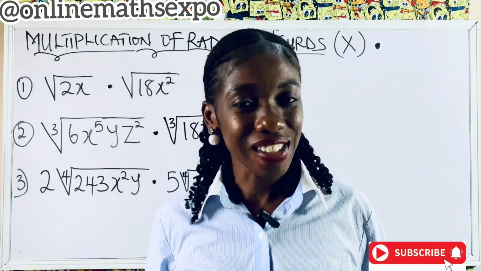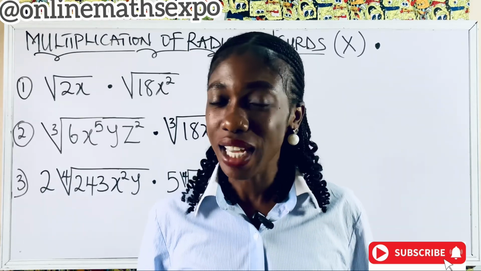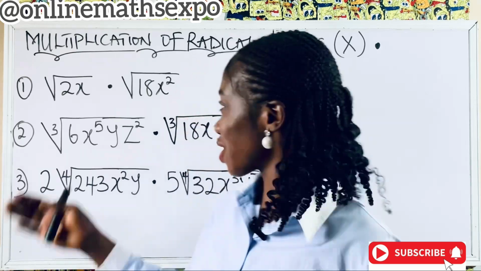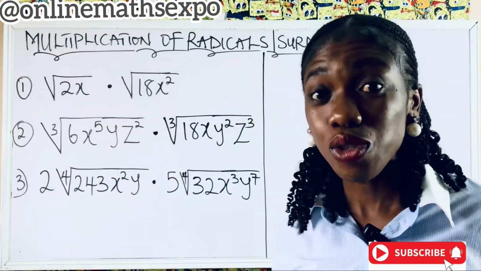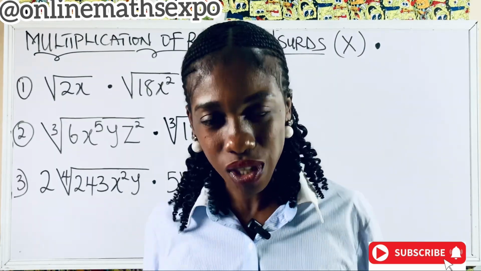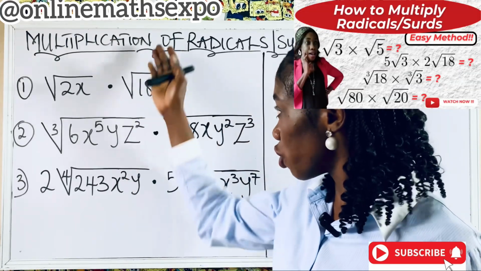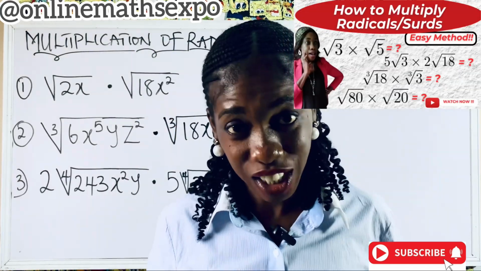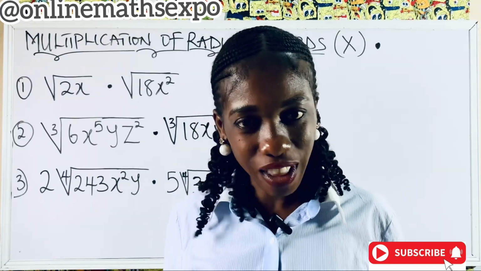Remember, we're still discussing radical expressions or surd expressions, and today we are still continuing with multiplication of radicals. This one involves variables, so ensure to stay through the end because you're going to learn a lot of skills in this tutorial. Remember, in our previous class we talked about all the rules that are guiding multiplication of radicals, so ensure to look at that for further studies.